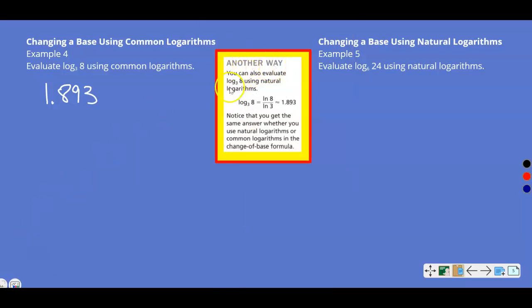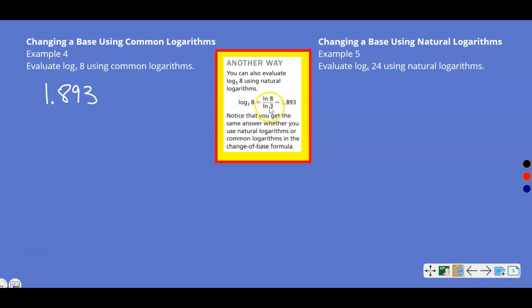This one says another way. You can also evaluate log base 3 of 8 using a natural logarithm. So remember, the natural logarithm uses base e, and we use ln to designate the natural logarithm, base e. Log we use as the common logarithm for base 10, natural logarithm base e. So these are just vocabulary terms that you need to get familiar with. I know logarithms are new, but the more you get familiar with these vocabulary terms, the easier it will be and the more things will make sense.